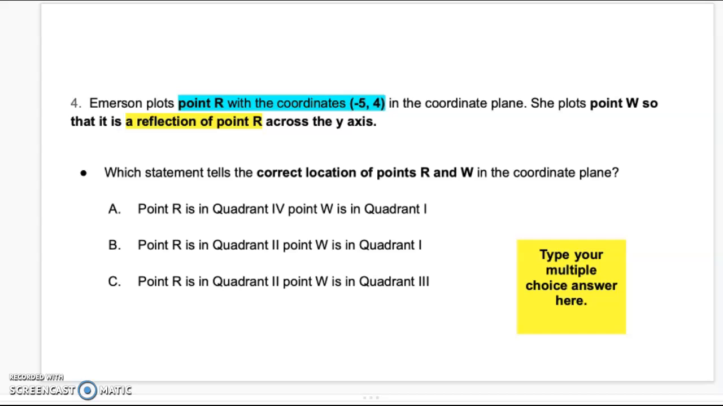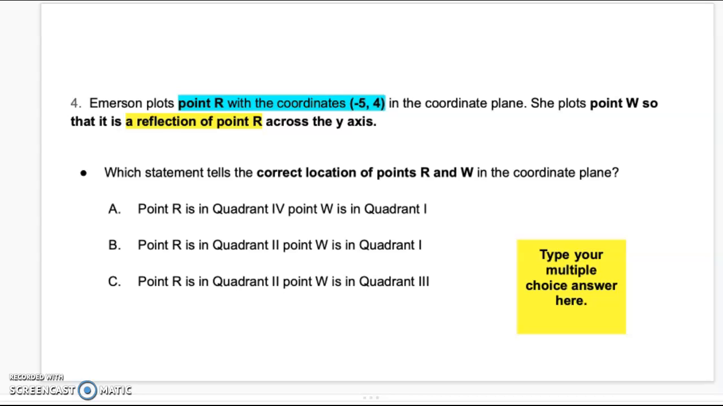Number 4, Emerson plots point R with the coordinates -5, 4 in the coordinate plane. She plots point W so that it is a reflection of point R across the y-axis. Which statement tells the correct location of points R and W in the coordinate plane?